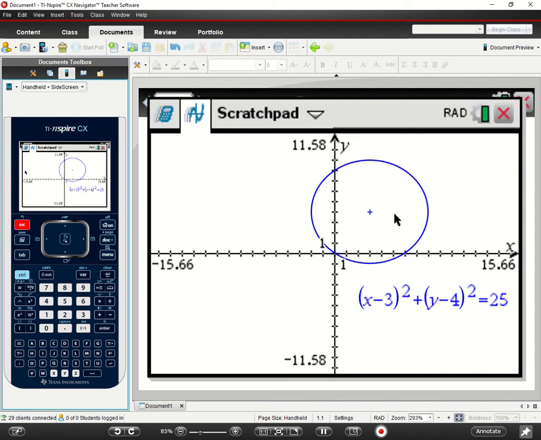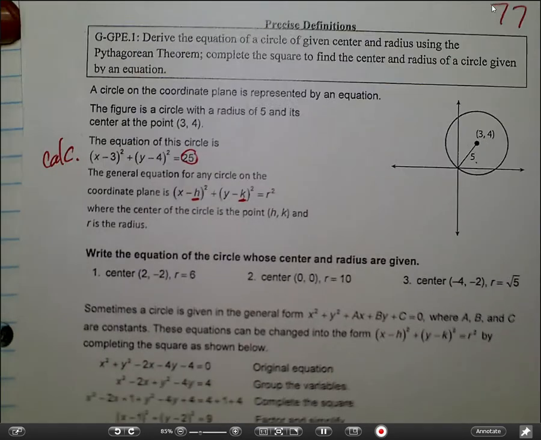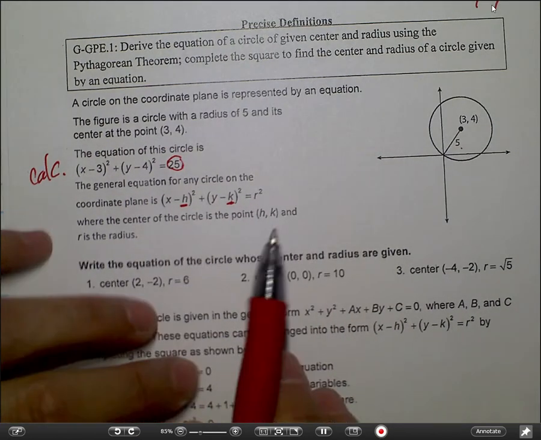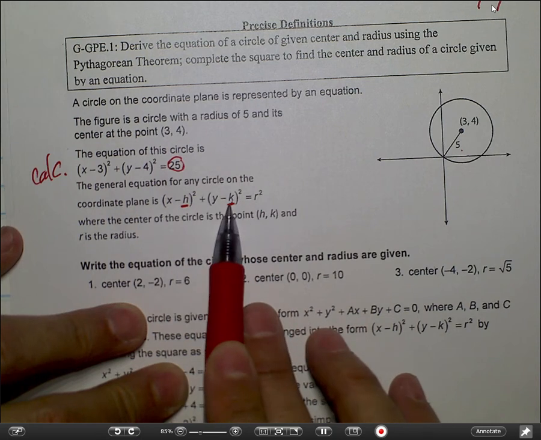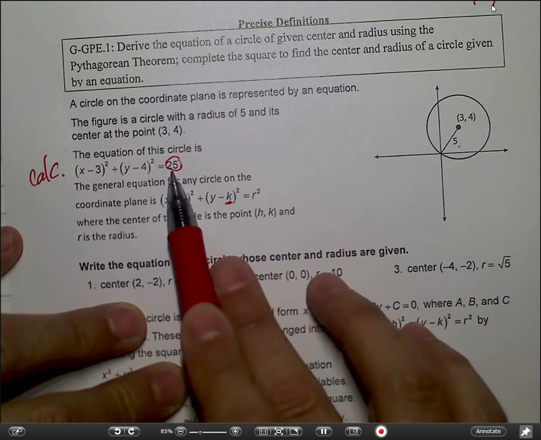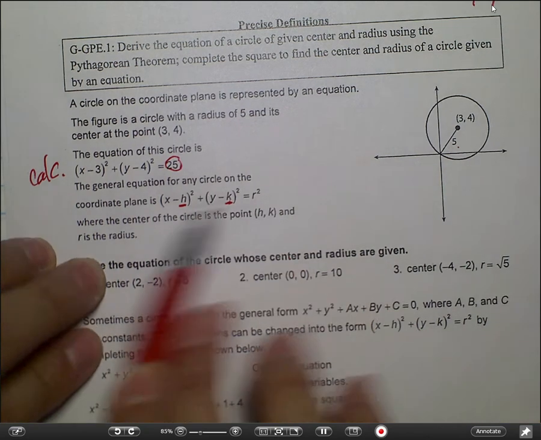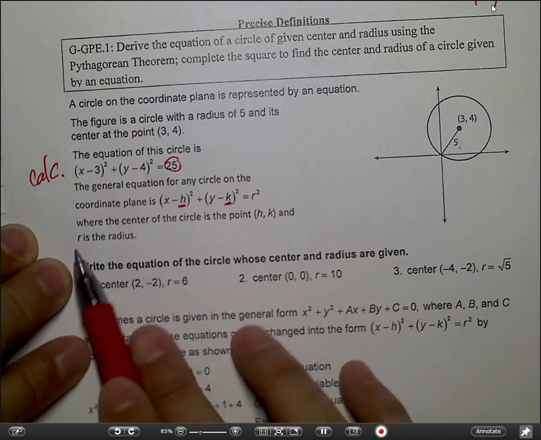So now we know how to do this. Now let's go backwards on this. That's if I have an equation. My formula is just like I have right here, where h and k is the center, and I have radius squared out here. The center of the circle is (h, k), and r is the radius.